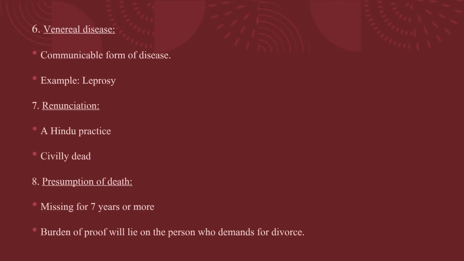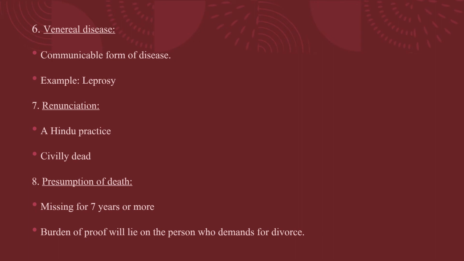Coming to the next ground, which is venereal disease. So venereal disease generally refers to a communicable form of disease. So if a spouse suffers from a communicable form of disease which can be transmitted to the other spouse, then this can be considered as a valid ground for divorce. For example, A and B got married and later A suffered from a venereal disease which is incurable, and there's also a high chance of B getting infected by that disease if she lives with A. So here B can approach the court for dissolution of marriage. One of the best examples of venereal disease would be leprosy.